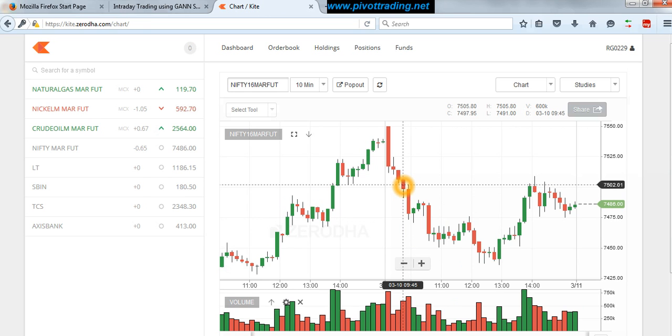Here at around 9:45 we entered into a short at 7503. At 9:55 we got our first target achieved. Now since our first target was achieved, what we should do is we should not book immediately. We can keep a trailing stop loss at our entry level, that is 7503.